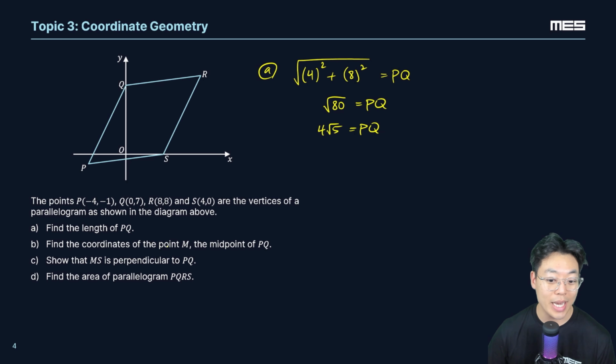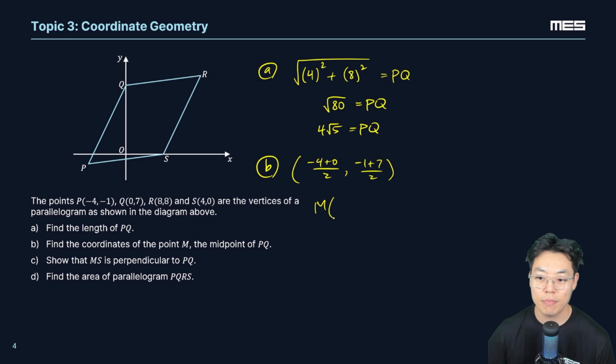Find the coordinates of point M, the midpoint of PQ. So we simply find the averages of the X and Y coordinates, and that will be -4 plus 0 over 2, comma, -1 plus 7 over 2. So the midpoint M will be -2, comma, this is going to be 3. Letter C, show that MS is perpendicular.